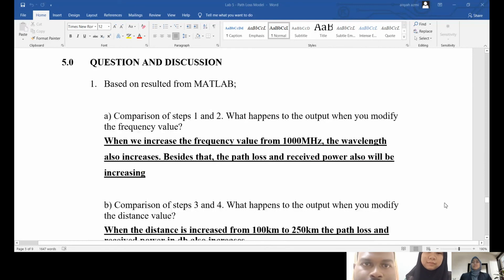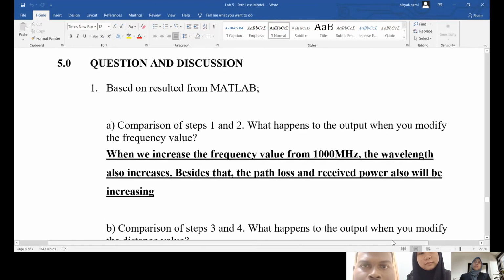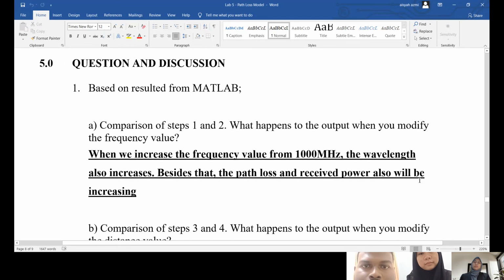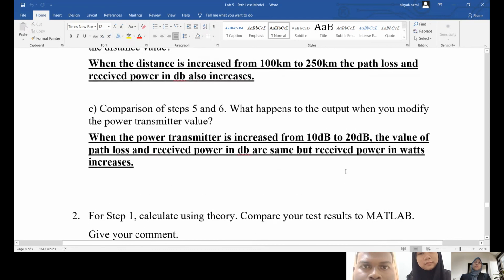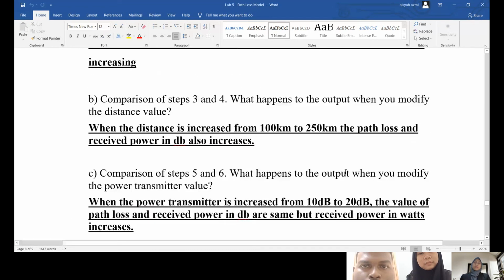Okay, thank you. For the questions, there are 3 questions here. For the first one, comparison of step 1 and 2: what happened to the output when you modify the frequency value? When we increase the frequency value from 1000 MHz to 2000 MHz, the wavelength also increases. Besides that, the path loss and received power also will be increasing. For the second question, comparison of step 3 and 4: what happened to the output when you modify the distance value? When the distance value is increased from 100 km to 200 km, the path loss and the received power in dB also increase.